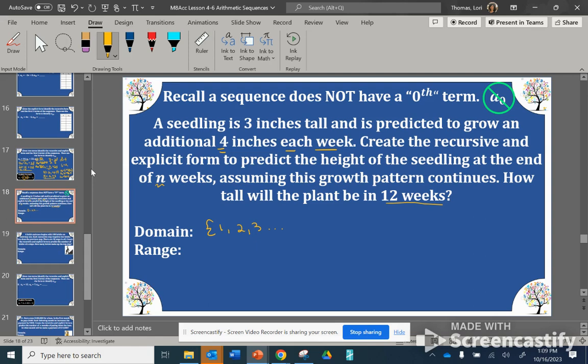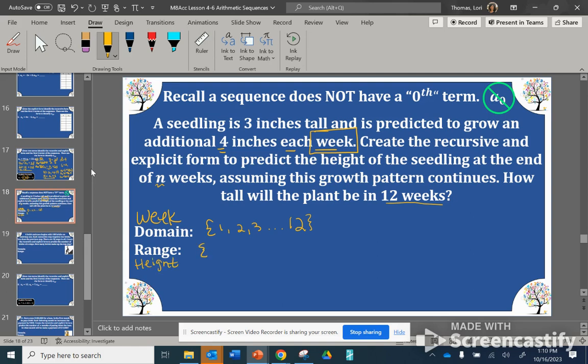Well, if we go back up here, it's going to represent 4 inches each week. So the week number is our domain. We want to know the height at the end of the first week, the second week, the third week, and we're going all the way until 12 weeks. Now the range is going to be how tall the seedling is at the end of each week. So we will say the range is the height.